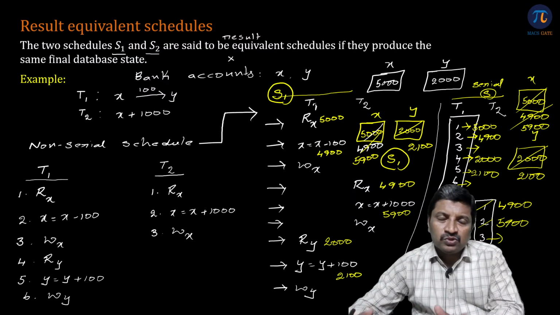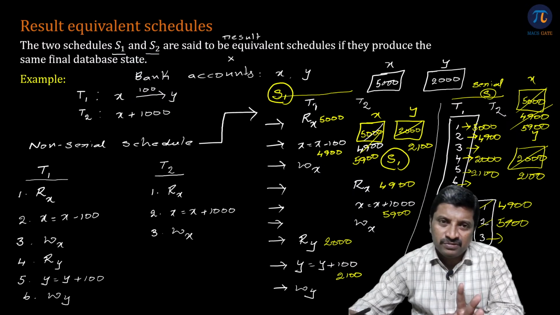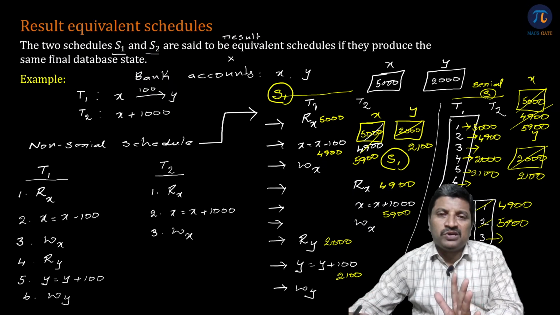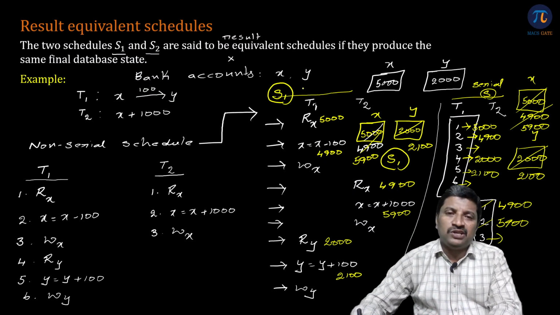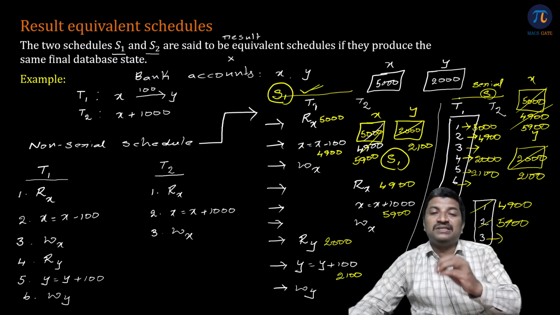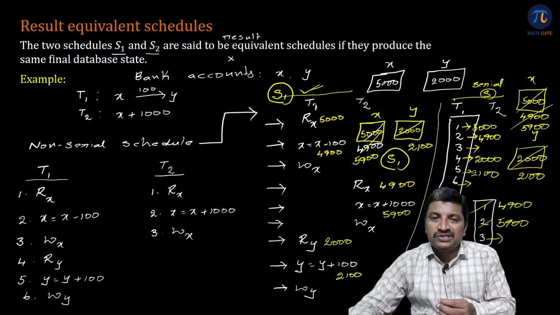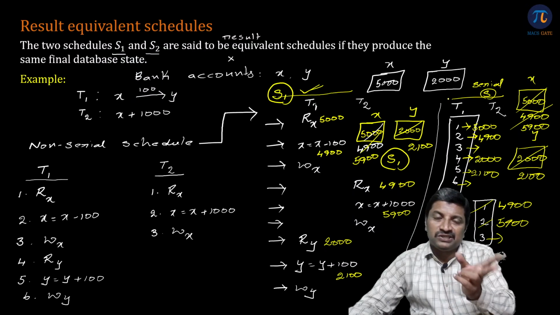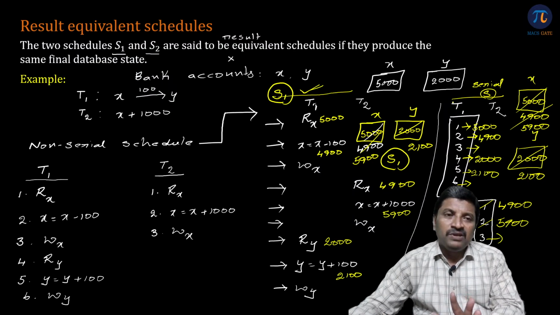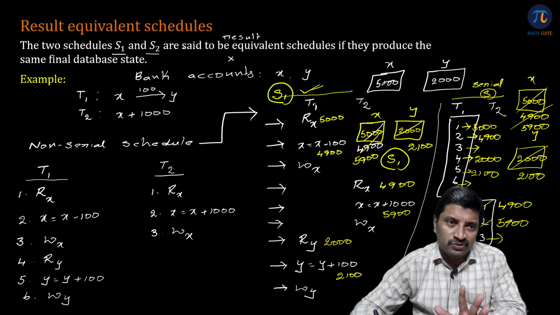Hope you understood it. So these two schedules are producing the same state of the database. So that's why these two will be said to be equivalent. So this non-serial schedule is equivalent to one of the serial schedules. So that's why we can say this is serializable. Serializable means even if I do the transactions concurrently or simultaneously, the result will be equal to one of the serial schedules. So that is about result equivalent schedules.